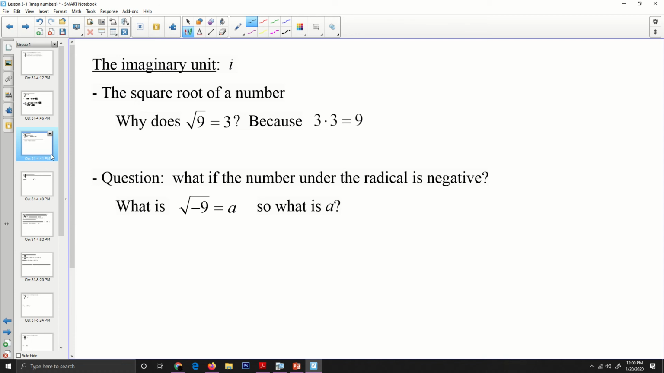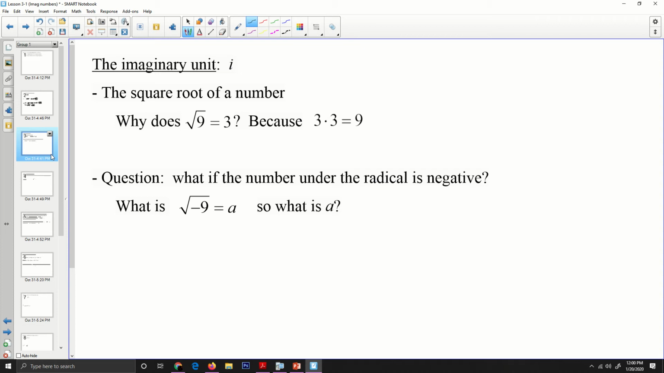All right, so the imaginary unit i. When we talk about square roots, we say, why does the square root of 9 equal 3? And a fairly reasonable response is because 3 times 3 is equal to 9. That's how we usually explain square root. We're talking about a number times itself that equals what's underneath that radical bar. So what happens if we have a negative under that radical?